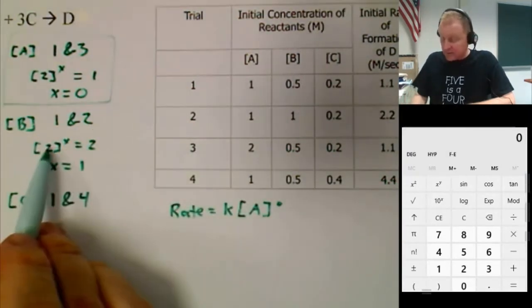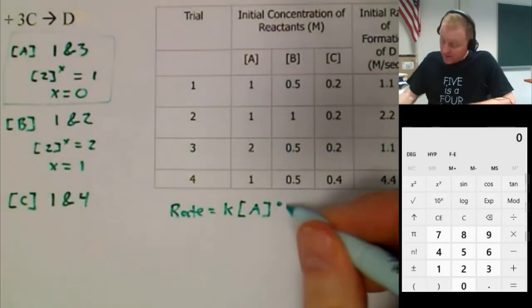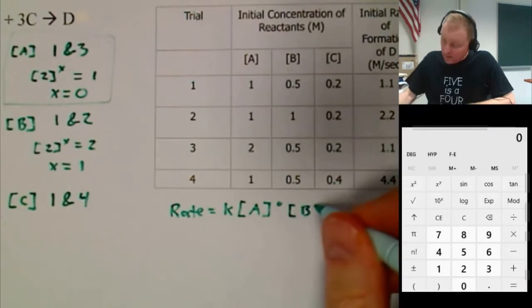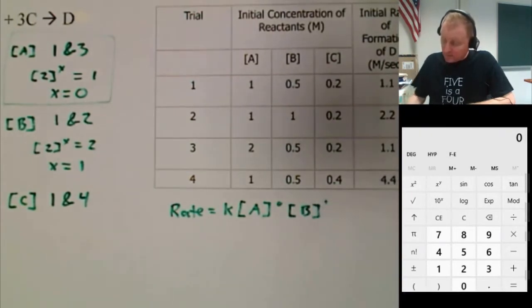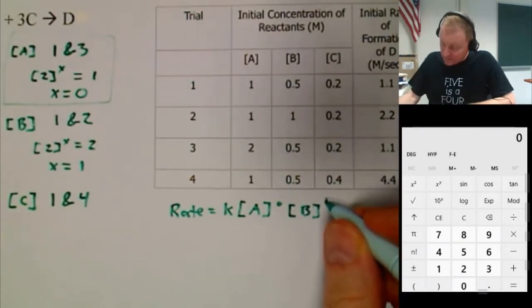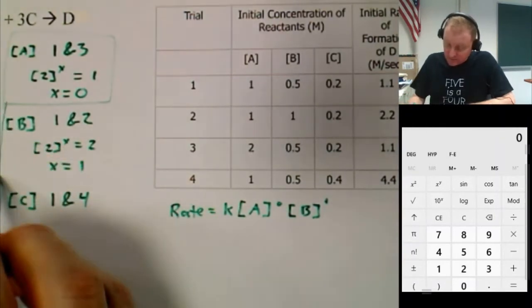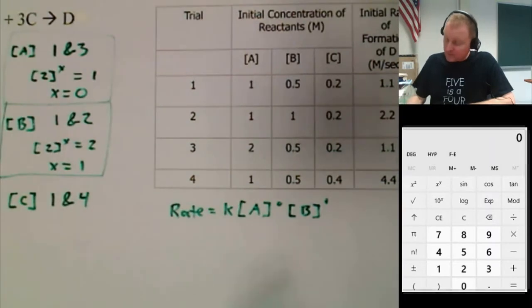2 equals 2, so 2 to the first power is 2. So that would mean that B is first order. I'm going to put a little 1 there just as a reminder for us. You don't have to do that, but I'm just going to do that to help us remember the orders.